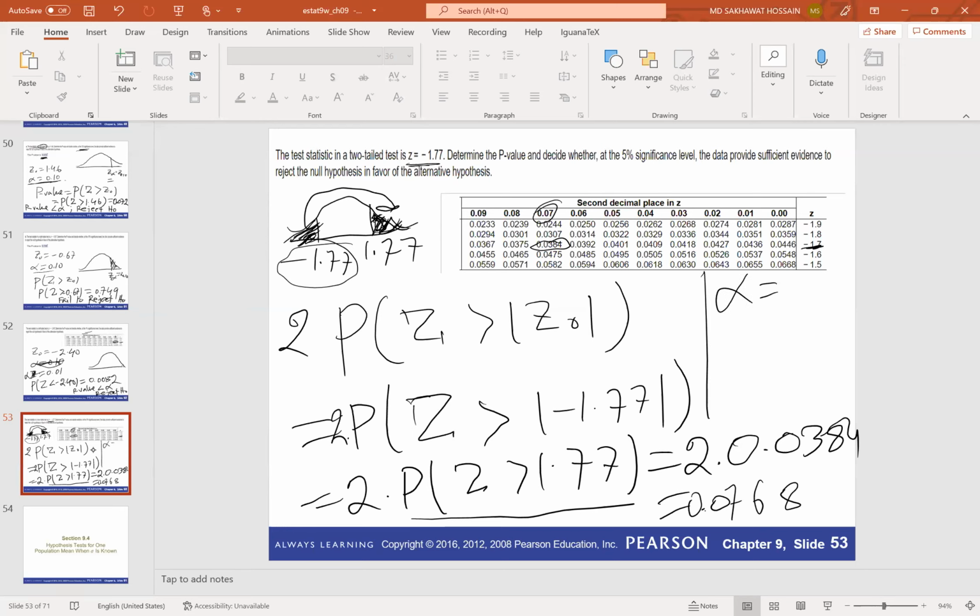So what is the value of alpha here? Alpha is 5%. Since this is a two-tailed test and we calculated the probability for a two-tailed test, we compare with alpha, which is 0.05. Even if you do not want to multiply by 2, you can compare with alpha over 2. That will actually be the same thing. So alpha is 0.05 and the p-value is 0.0768. Here the p-value is greater than alpha. So that's when we fail to reject the null. So in this case, we fail to reject the null.